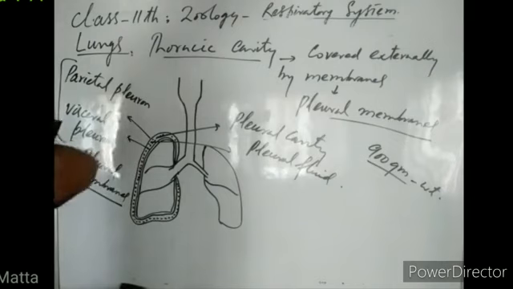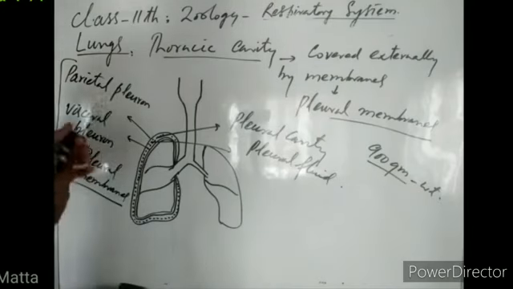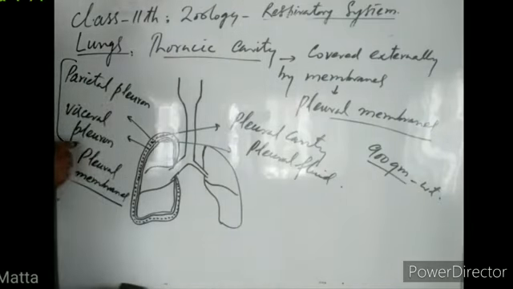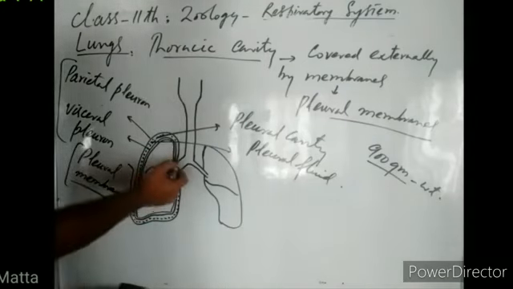These lungs, in the thoracic cavity, are externally covered by membranes. Those membranes are known as pleural membranes. There are two membranes. One is just on the surface of the lung.